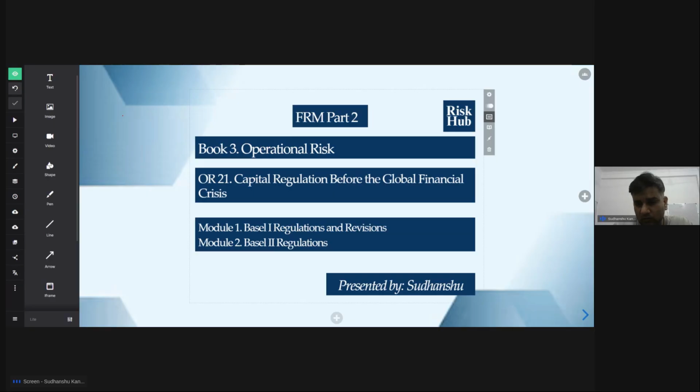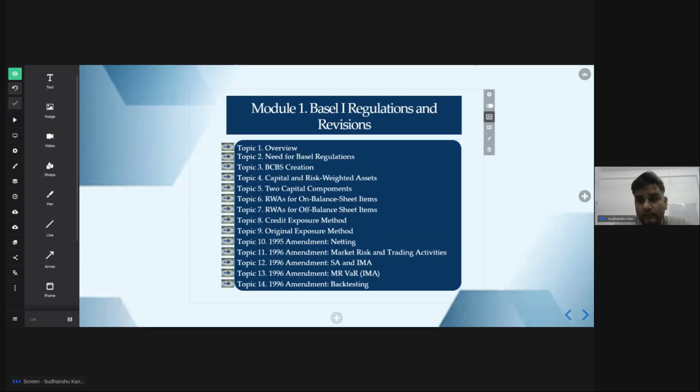And module 2 is about Basel II regulations, so that we'll try to understand. Okay, so let's dig deeper. Let's try to understand in much more detail, logically, chronologically, and understand the logic behind it. Perfect. All right, so module 1 is further subdivided into 14 topics.